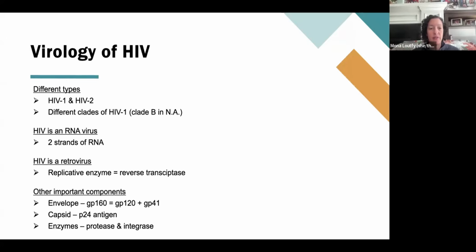The HIV virus is an RNA virus. Most viruses are RNA viruses, but about 20% are DNA viruses. It has two strands of RNA. RNA viruses are easier to kill. That's why with HIV, you can't get it from kissing, or from an inanimate object, because it dies very quickly as an RNA virus.